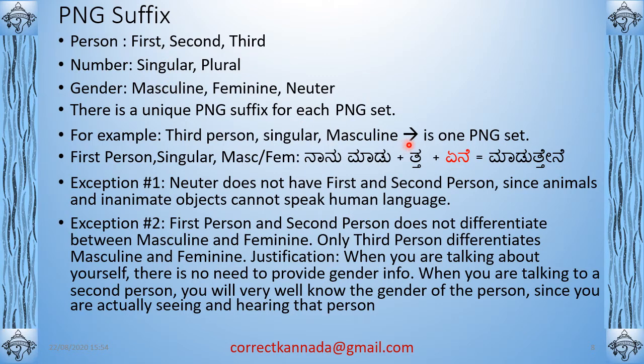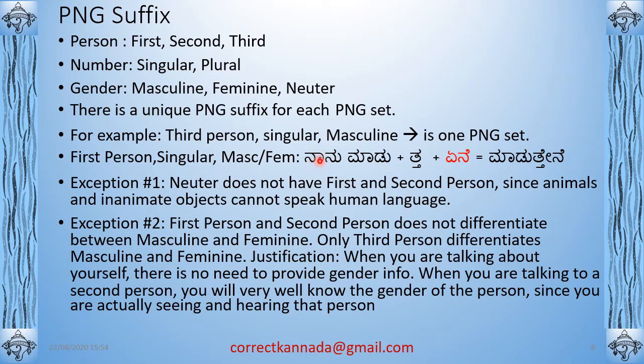Now each of these sets will have a unique suffix. Okay, so with this you can actually make a total of nine sets, right? Because first person and second person have a common gender, masculine and feminine. I've given exceptions here. Let's talk about the exceptions since we are already there. Prior to that, let's understand this thing.